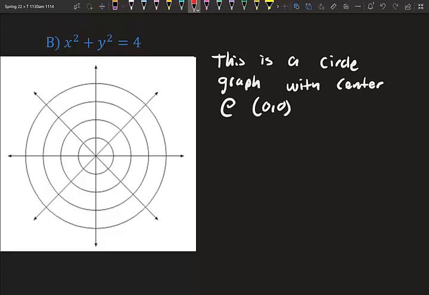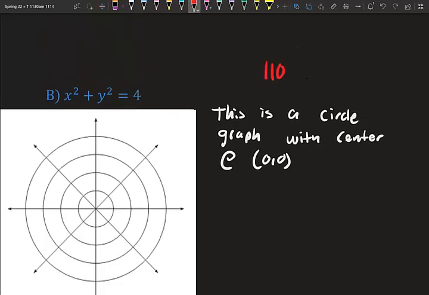If you need a refresher on circles, go to my 1105 videos. It's chapter 2.4. Go to my YouTube and there's a refresher on circles. So this graph is a circle with the center at 0, 0.